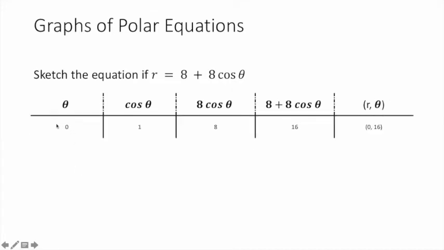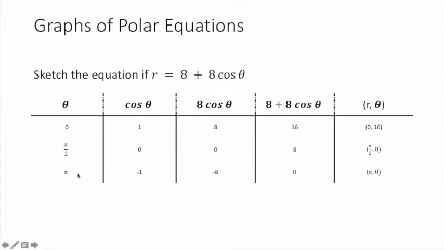Next, we use 0 as the theta. If theta is 0, cos theta is 1. 1 times 8 is 8. 8 plus 8 is 16. So the final coordinate is (0, 16). Next, we'll use pi divided by 2. The cos is 0. 8 times 0 is 0. 8 plus 0 is 8. So the final point is (pi/2, 8).